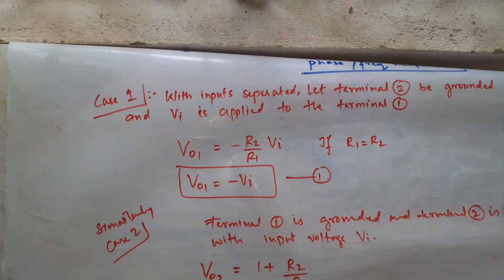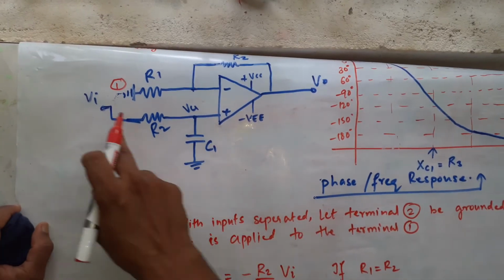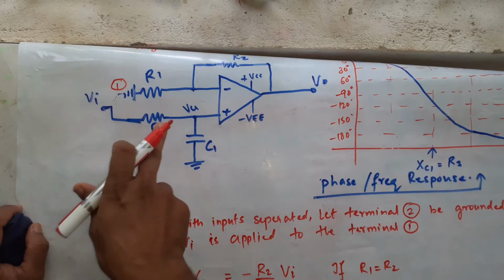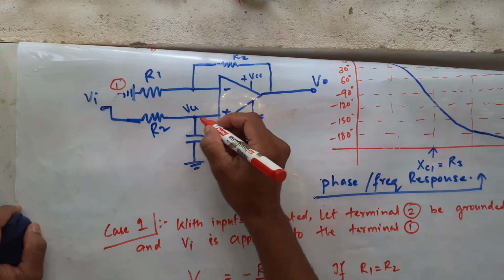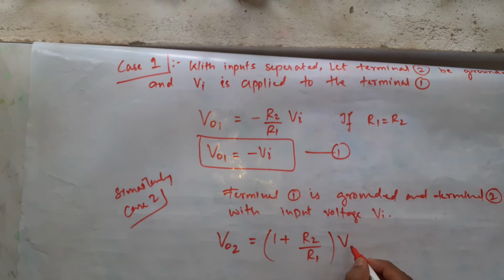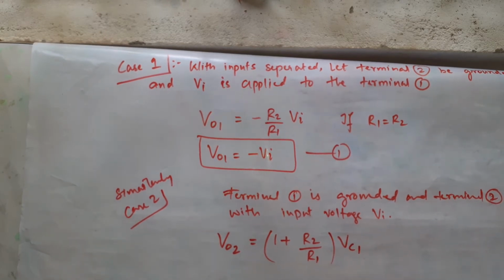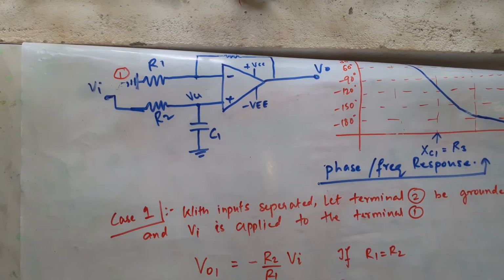Now this is your gain multiplied with the input. What is the input here? Vi. But Vi is at this point. What is the input for the op amp? It is Vc1. At this node, the node at which it is entering your op amp, Vc1 is the voltage. So I will not write Vi here. I have to write Vc1, the voltage at the non-inverting terminal.